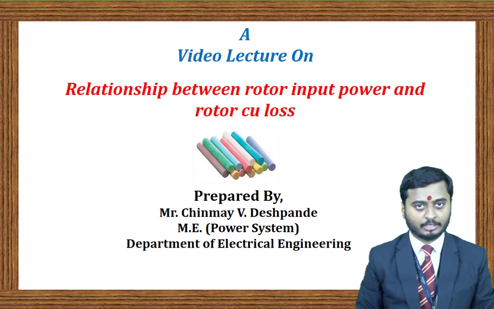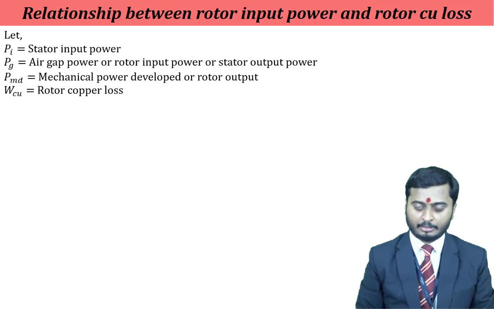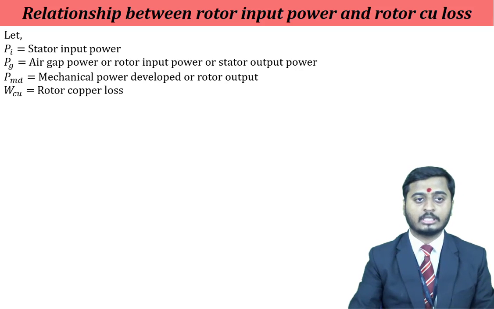In this video lecture, we are going to discuss the relationship between rotor input power and rotor copper loss. For that, let us consider a few parameters. Pi is the input power which is given to the stator. Pg is the gap power, which is also called the rotor input power. Then PMD is the developed mechanical power and WCU is the rotor copper loss.